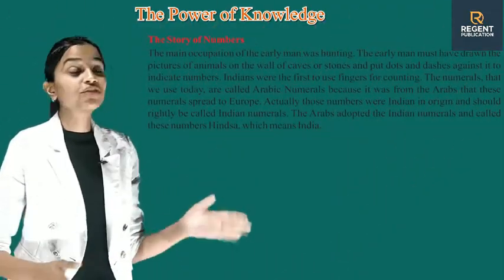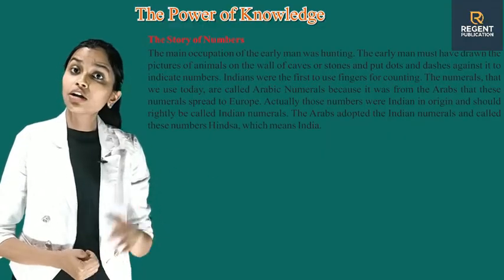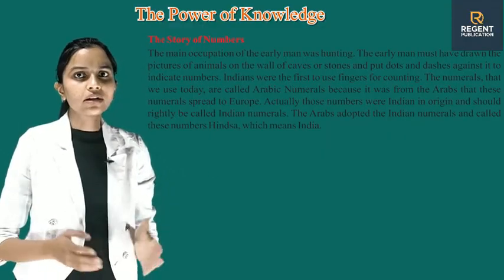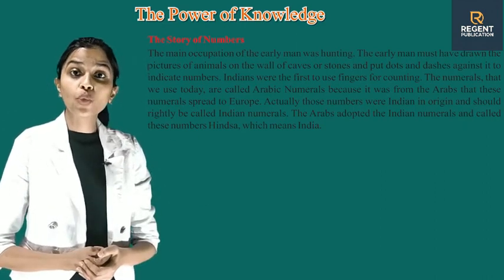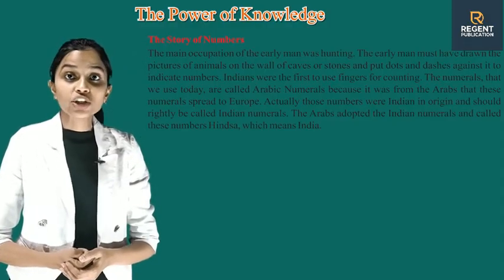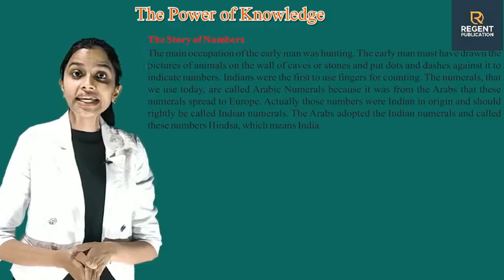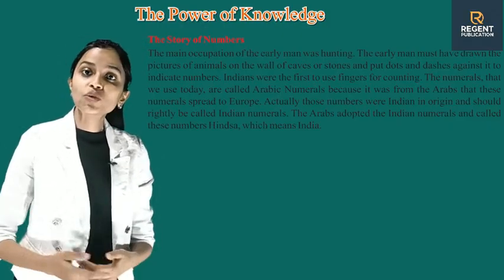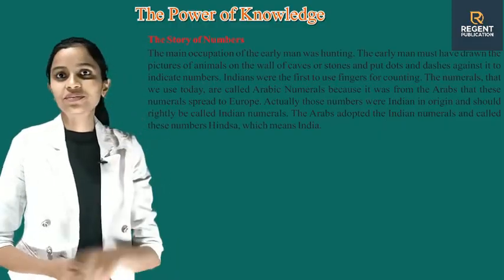The story of numbers. The main occupation of the early man was hunting. The early man must have drawn the pictures of animals on the walls of caves or stones and put dots and dashes against it to indicate numbers. Indians were the first to use fingers for counting.